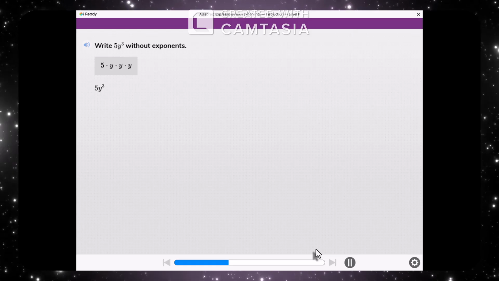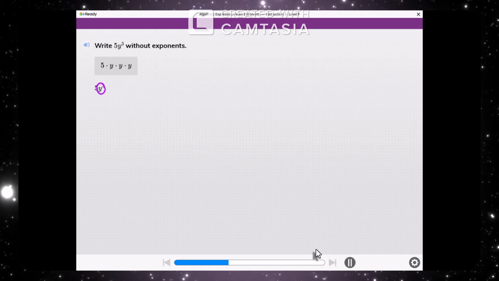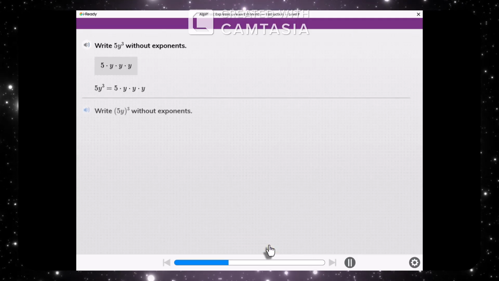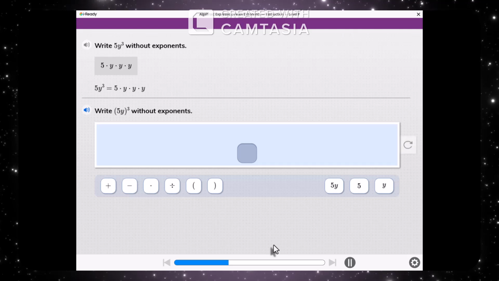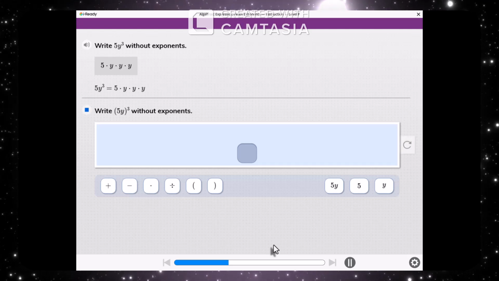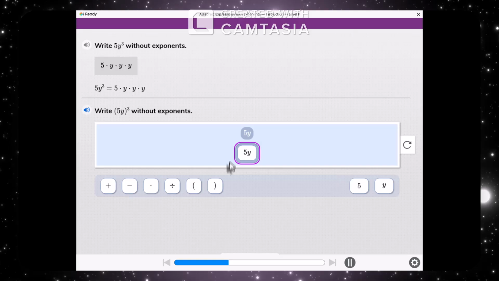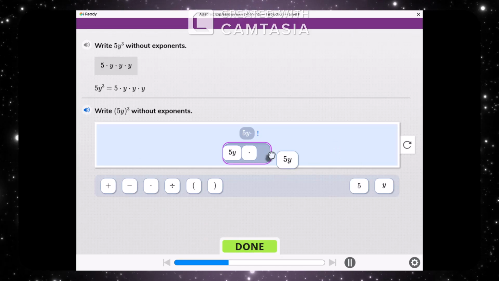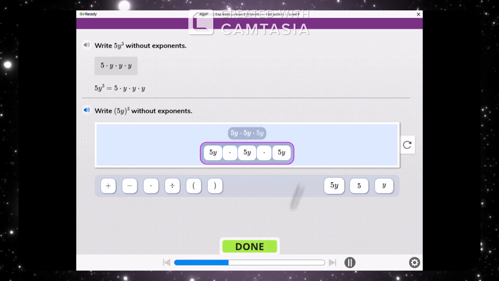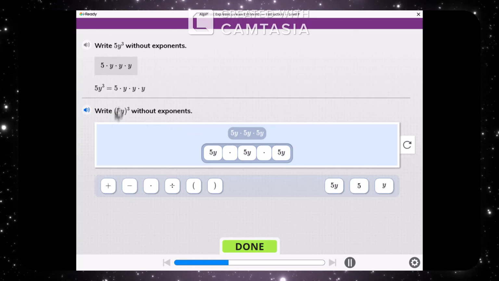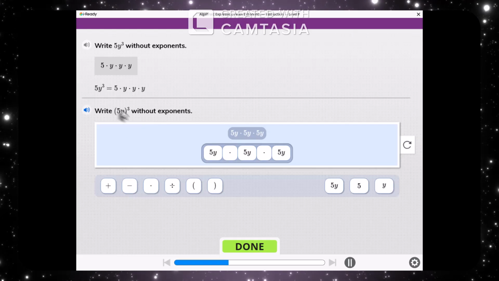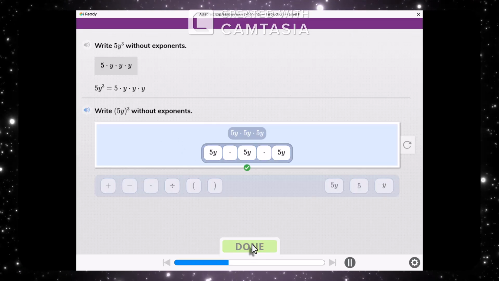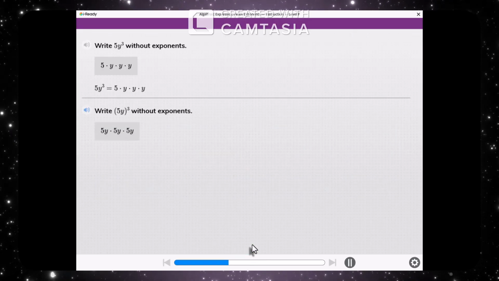When there are no parentheses, the exponent applies only to the number or variable on its left. How to write 5y cubed without exponents? Okay, so then 5y times 5y times 5y. That's because it's doing this first, which is going to be 5 times this number, exponented by 3. So yes.